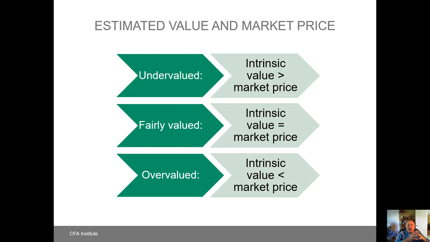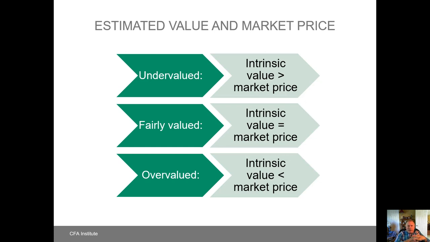So we would say a company is undervalued if the intrinsic value is greater than the market price. When we calculate our values and it's below the market price, we would say that's an overvalued security. Fairly valued is when intrinsic value approximates market price. There's always going to be some variation here. And it's overvalued when the intrinsic value is less than the market price.